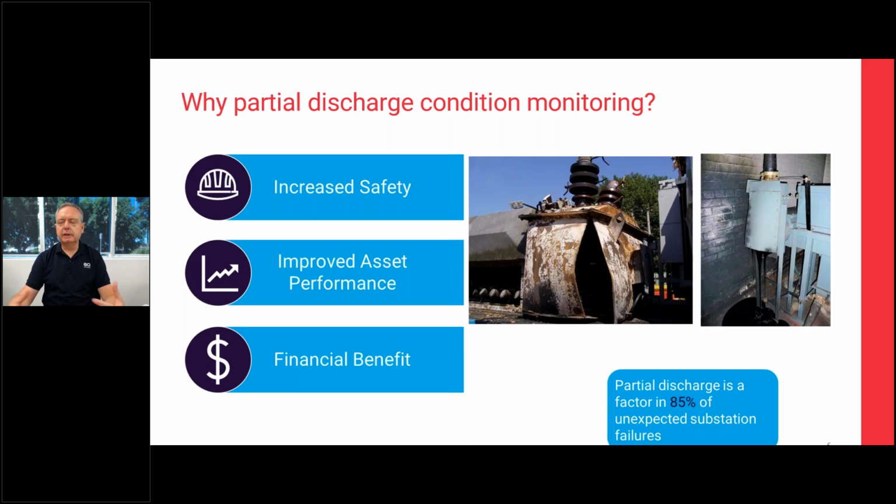Now, based on the number of failures of switchgear, we would estimate that around 85% of unexpected substation failures are due to insulation failure, and insulation failure is typically preceded by partial discharge activity. So if you're going to do one sort of condition monitoring for high voltage assets, then partial discharge is going to give you the best benefit, increasing safety and improving performance.